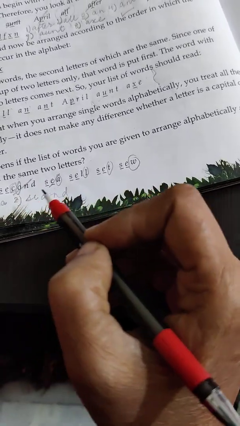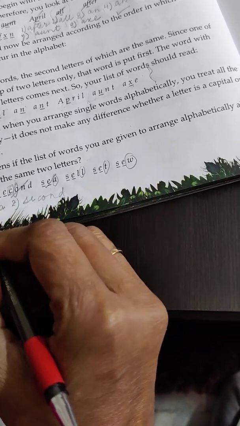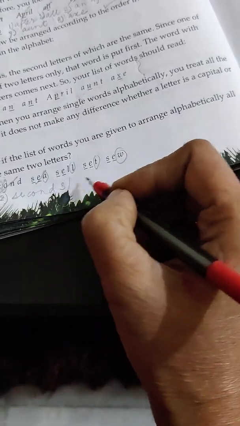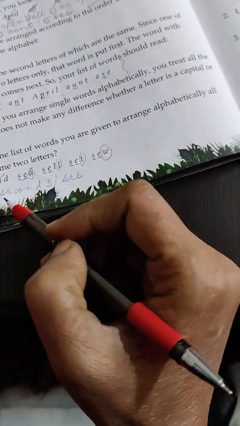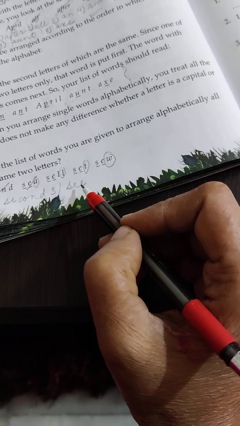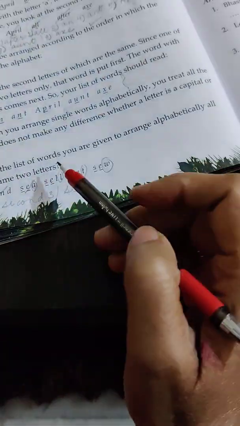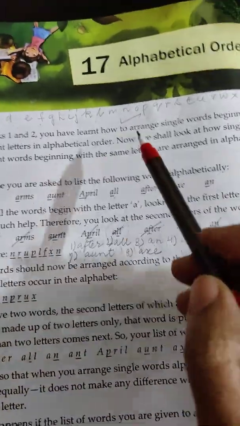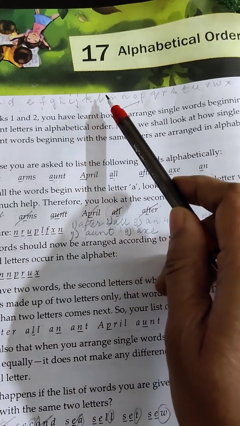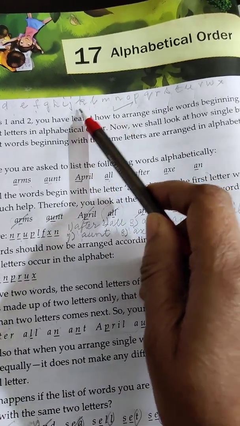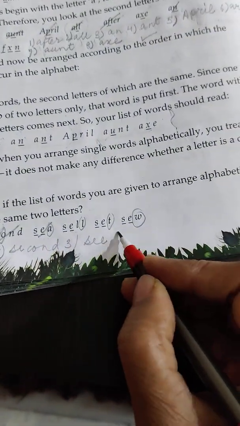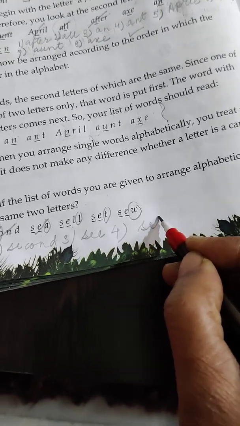Now C is done. D, no, E is there. So you'll cross this also and write third will be C. Now what is left? 1, 2, 3. E is done. F, G, see here, G, H, see here, H, I, J, K, L. See, L is here. Third letter is L here. So we will write fourth place will be cell.